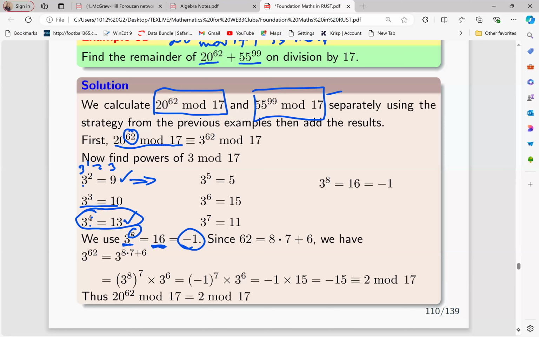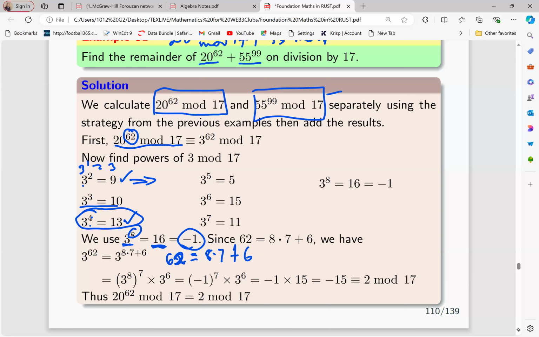62 should be written in terms of 8. How do we write it? 62 by use of the division algorithm. 8 goes there 7 times, and the remainder is 6. So 62 can be written as 8 times 7 plus 6.